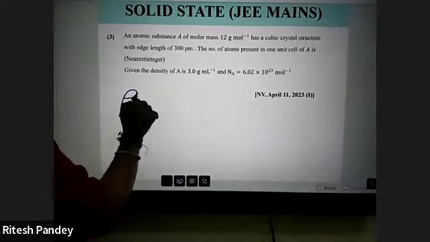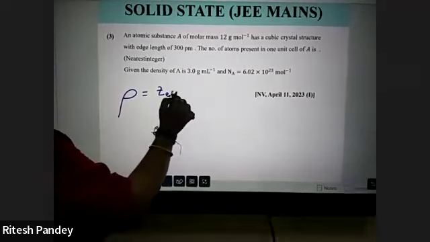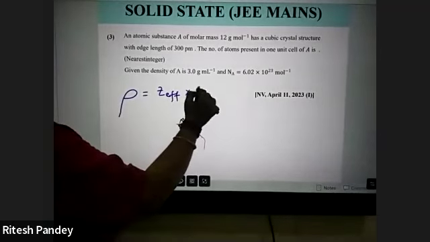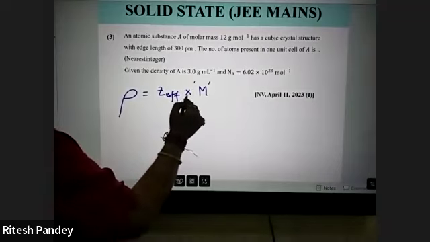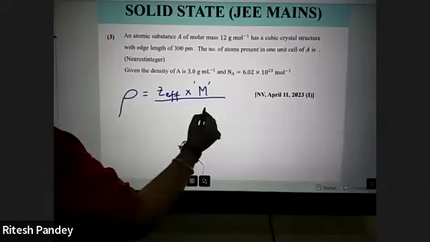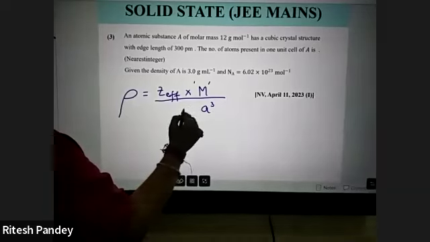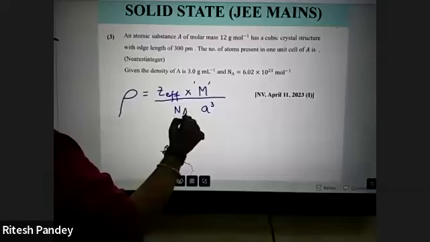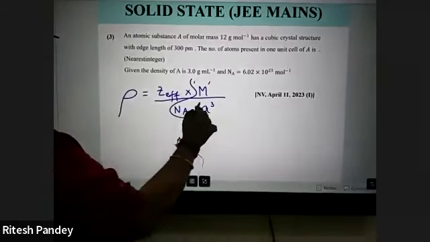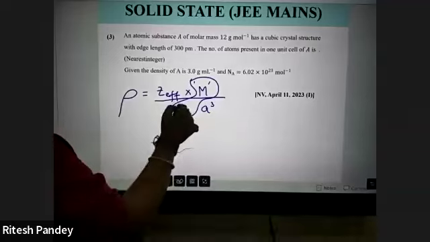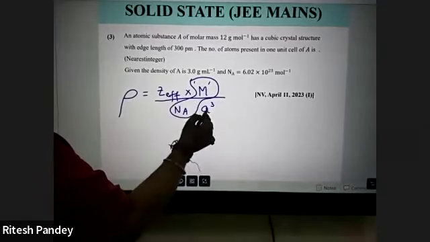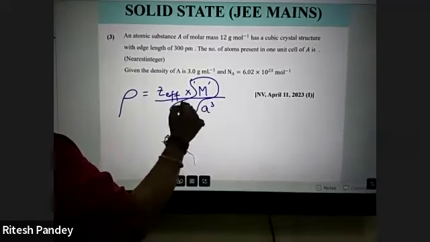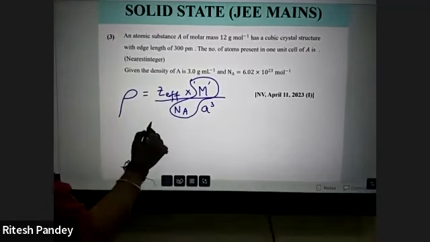Now in density, I must have made it very clear. Density is equal to Z effective into the atomic mass, which I prefer writing M as the molar mass of one atom, upon A cube and Avogadro number. So I must have told you this particular ratio is the mass per atom into the effective mass of the unit cell, and A cube is the volume of the unit cell. So this is going to be effective with the density.